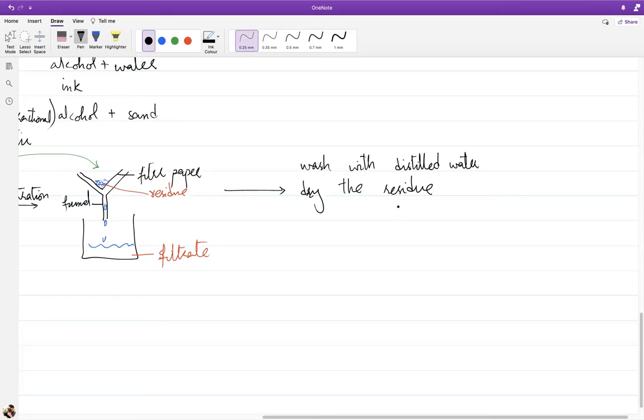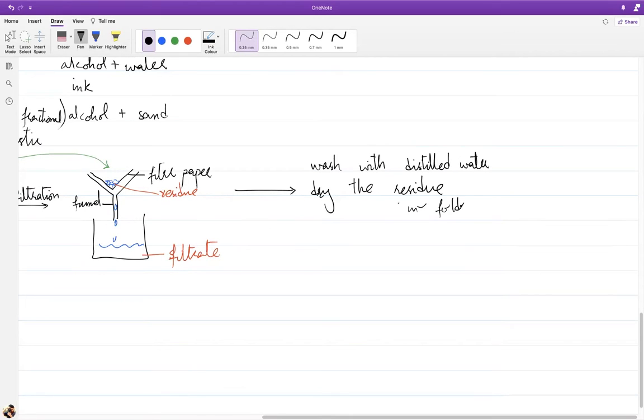So dry the residue in folds of filter paper. That's what you can write. You can say dry it in an oven, dry it in sunlight. But whenever you work, you have to be sensible. What if you have something that breaks down in sunlight? Then you will not dry it in sunlight. What if you have something that catches on fire in an oven? Then you will say dry in folds of filter paper. Obviously, I'm going a little extra now, because in your exam they obviously don't ask this kind of thing. So we'll simply say dry in folds of filter paper or dry in an oven.